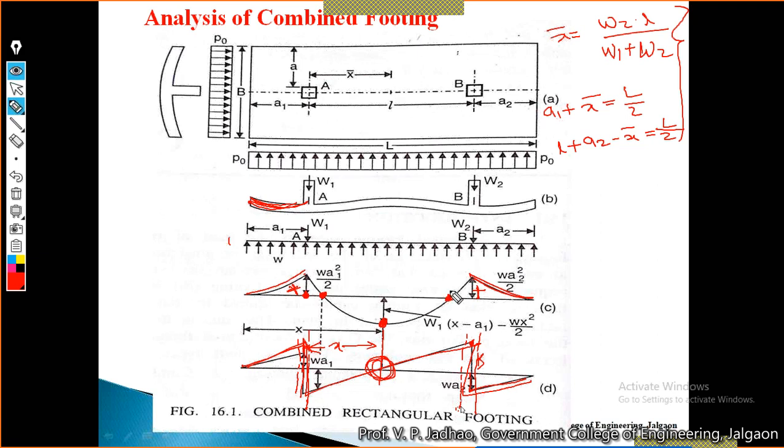How to calculate this point of contraflexure? Just calculate the bending moment. Use this equation, Mx is equal to 0, that is where the bending moment is 0. So just take a section xx here, calculate the bending moment and equate that bending moment equal to 0. We will get the value of x, and this is how we will be getting the point of contraflexure.